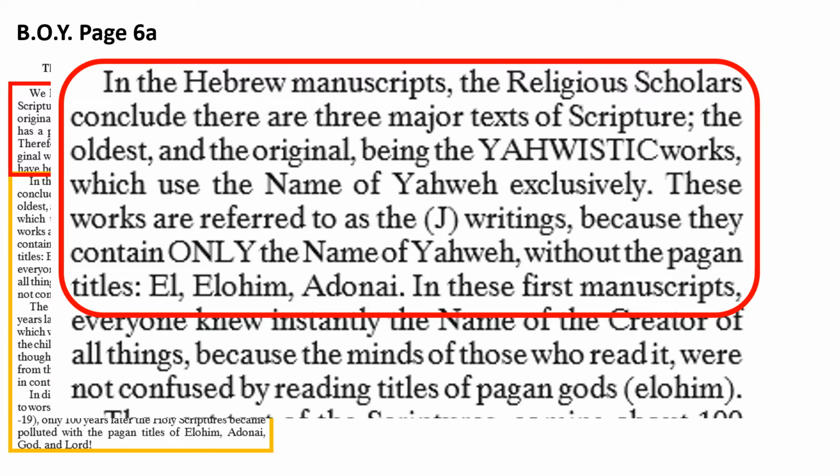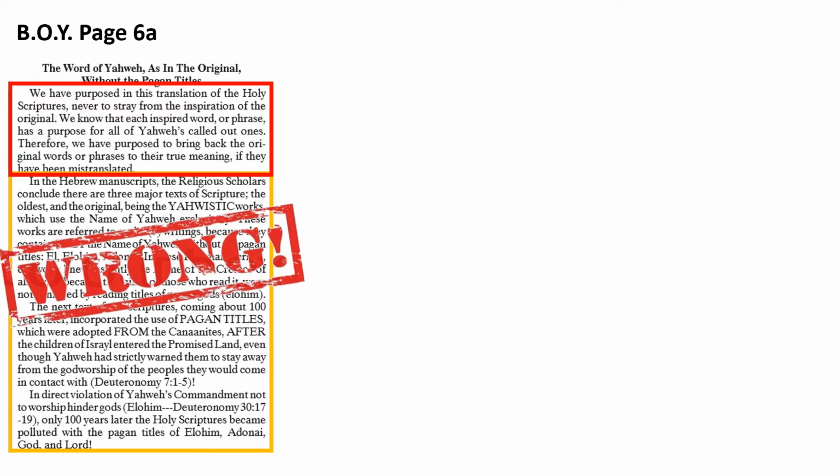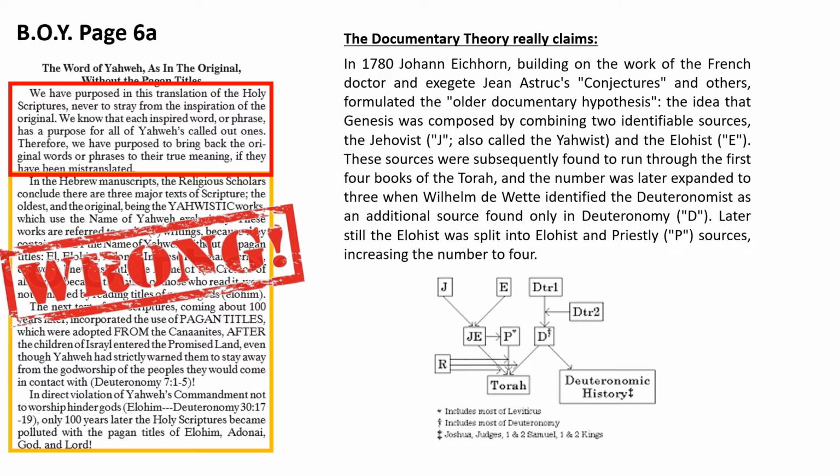Now, what is the relevance of this? What is the significance of this? The significance is this: they are wrong about what they're claiming here. This information that they presented is completely incorrect. Why is that incorrect? What they're trying to describe is something called the documentary theory, or the documentary hypothesis.